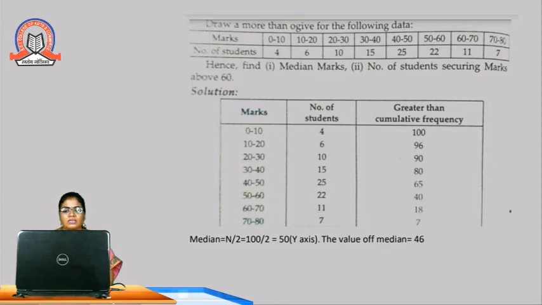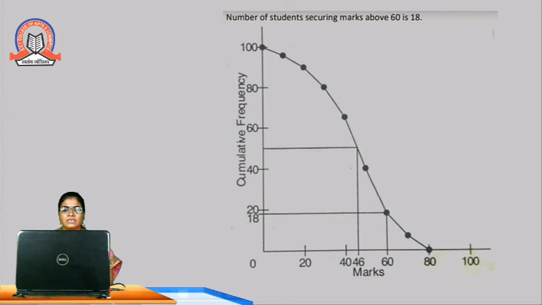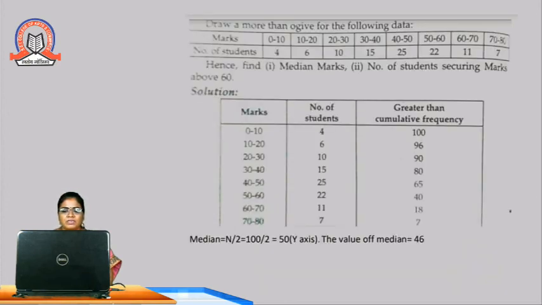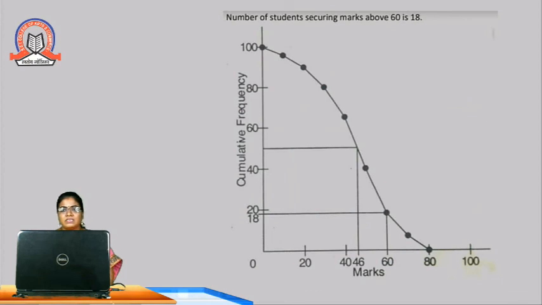So the value of the median we find from the diagram. For the x-axis we take the values from the marks 0, 10, 20, 30, 40, 50, 60, 70, and the greater than cumulative frequency values on the y-axis. Plotting in the graph, we get the graph like this. Then for the median, we plot 50 on the y-axis, draw a horizontal line touching the curve, and a perpendicular line meeting the x-axis. The value is 46.